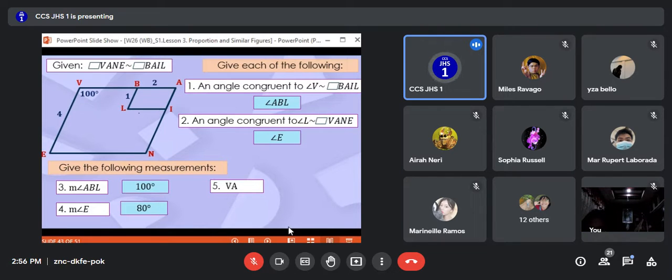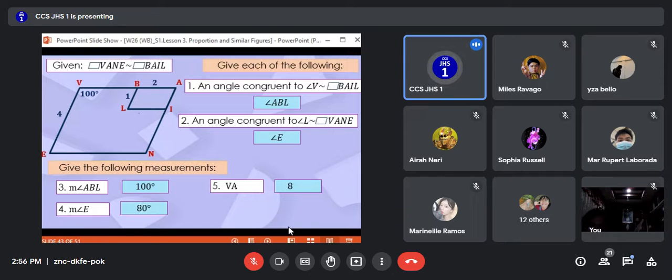Since from big to small is 1:4, you're going to multiply by 4, right? So, how much is VA if BA is equal to 2? 8. Okay, 2 multiplied by 4. 1:4 is equal to 2:VA. So, it's 8.